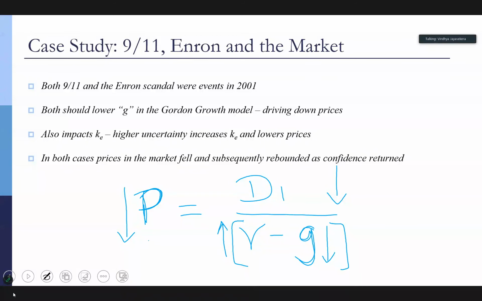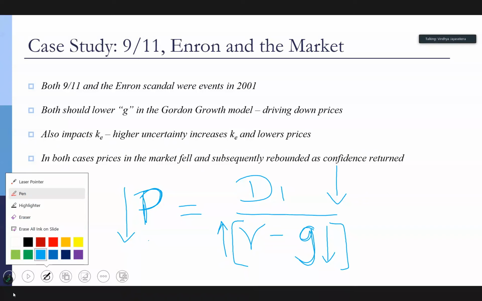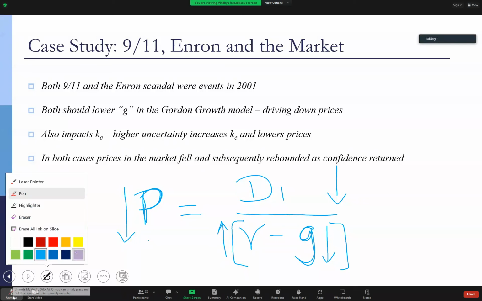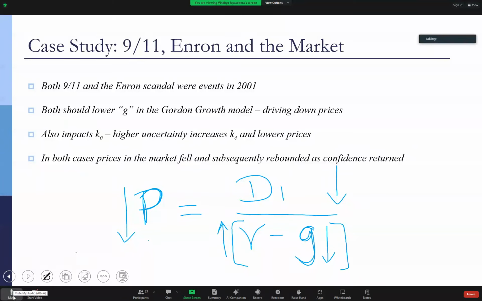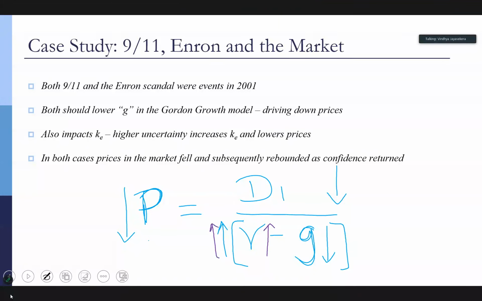Is that the only thing, though? Is there any other impact that you can think of? Any other further explanation? What about R? Are there any impacts to R? Absolutely. Is the riskiness increased? So people's required rate of returns increase, which again increases the denominator, which again brings prices down.